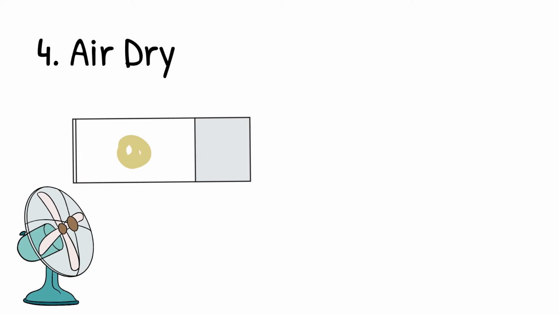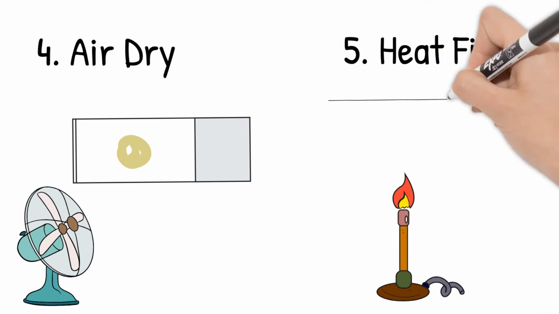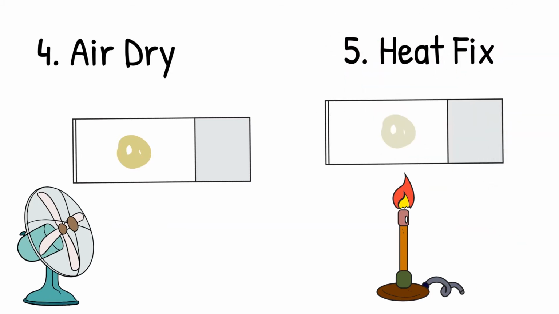Step 5. Heat fixing. When your slide is dry, take it and pass it through the flame a few times. This uses heat to fix bacteria onto the slide. This is why this step is called heat fixing. An alternative way is to use methyl alcohol so that the bacteria do not get washed away when other chemicals are used in the next steps.